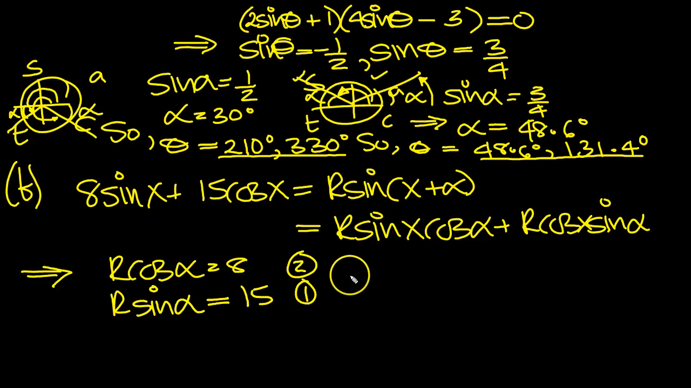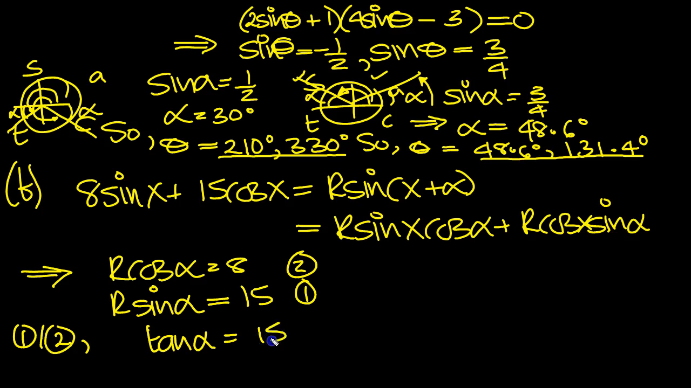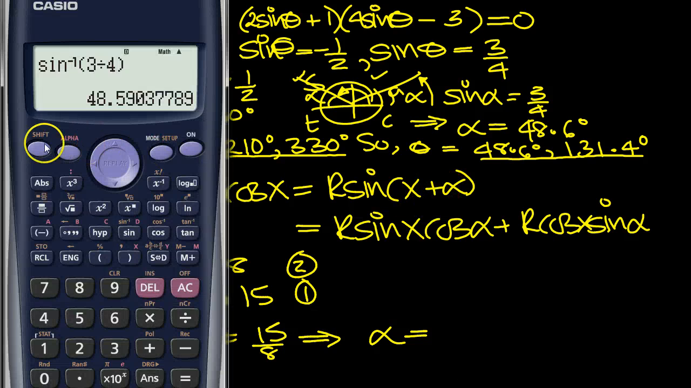So tan alpha will be 2 divided by 1, and that will give this divided by that. The r's will cancel. Sine over cos is tan, and that's 15 over 8. So we can work out alpha. It's acute, so it's just shift tan. Tan 15 over 8 gives 61.9 degrees.